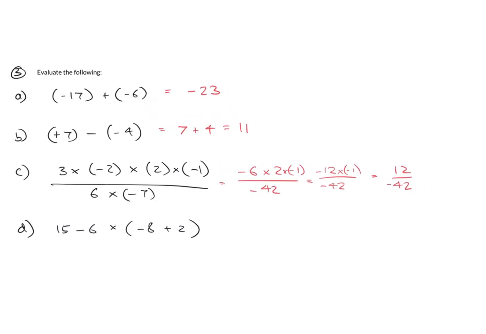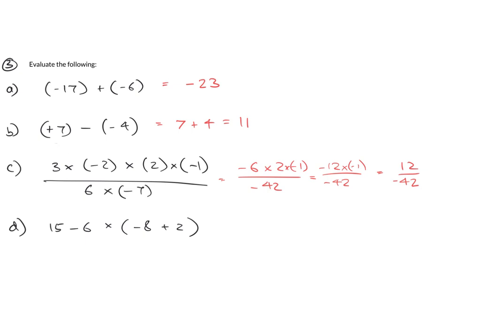Now another way of looking at that question is ignoring the negatives, and let's just work out the numbers. So I'm going to do 3 times 2 is 6. 6 times 2 is 12. 12 times 1 is 12. So I have 12 as the numerator. 6 times 7 is 42. So I have 42 as the denominator.